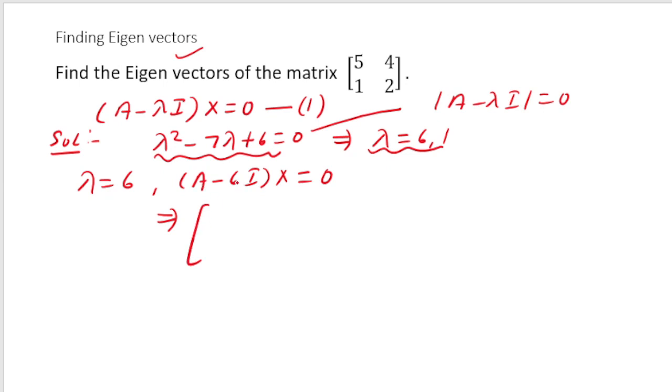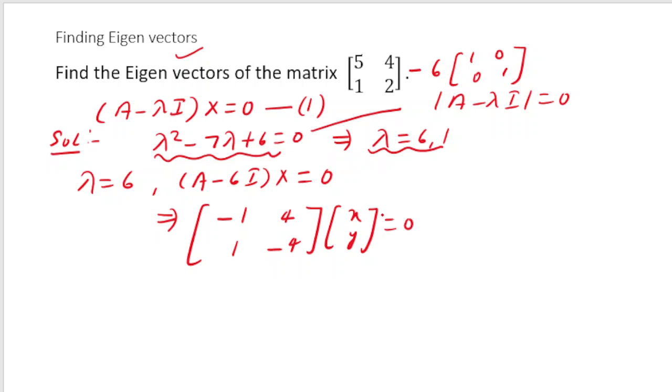I have to subtract 6I from A, meaning I need to subtract 6 from the main diagonal, right? If I say subtract 6 times I, that means 1 0 0 1. So 5 minus 6 and 2 minus 6, you need to subtract 6 from the main diagonal. So 5 minus 6 is equal to minus 1, 4 and 1, and 2 minus 6 is minus 4, and we are solving it to get the vector xy, so this is equal to 0.